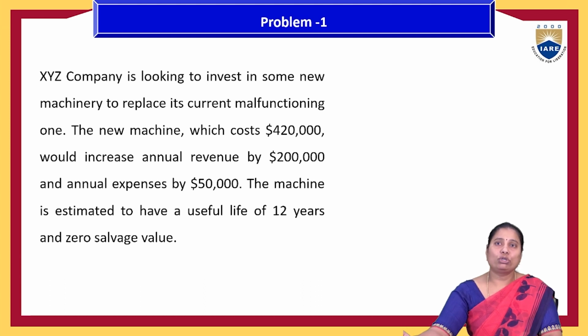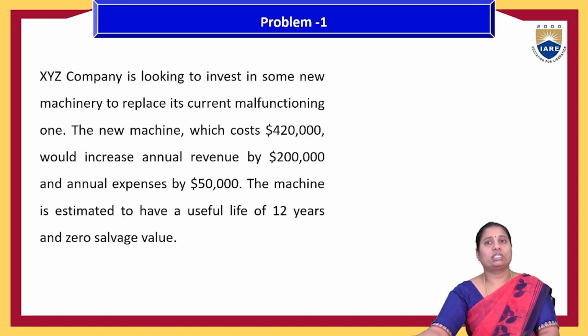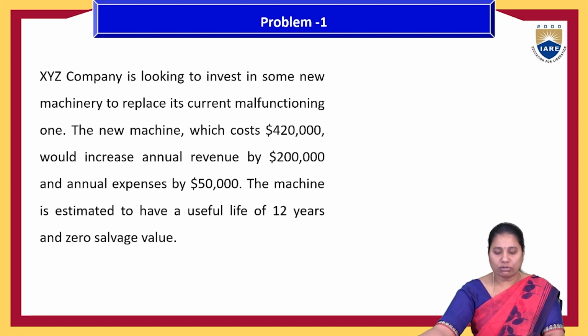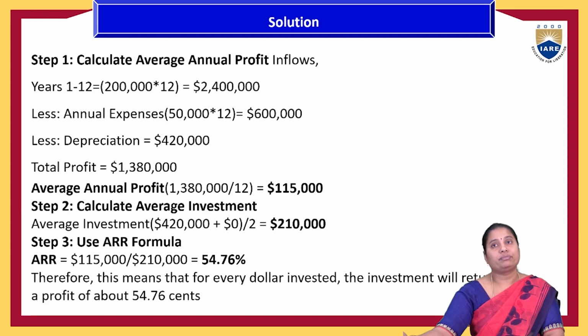XYZ company is looking to invest in some new machinery to replace its current malfunctioning one. The new machine, which costs $4,20,000, would increase annual revenue by $2,00,000 and annual expenses by 50,000. The machine is estimated to have a useful life of 12 years and zero salvage value. From this, we can calculate the average annual profit.